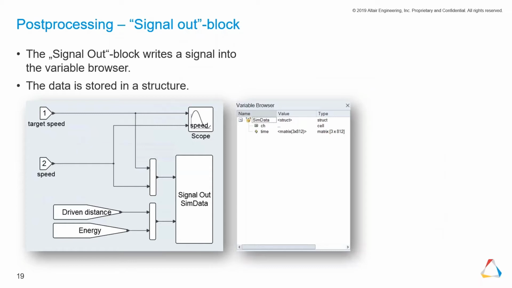Well, post-processing, of course, is one of the most important things, because if we generated data, we want to visualize those data and maybe want to do calculations with those data. And therefore, for this, we have the so-called signal out block. The signal out block writes the structure into the variable browser.